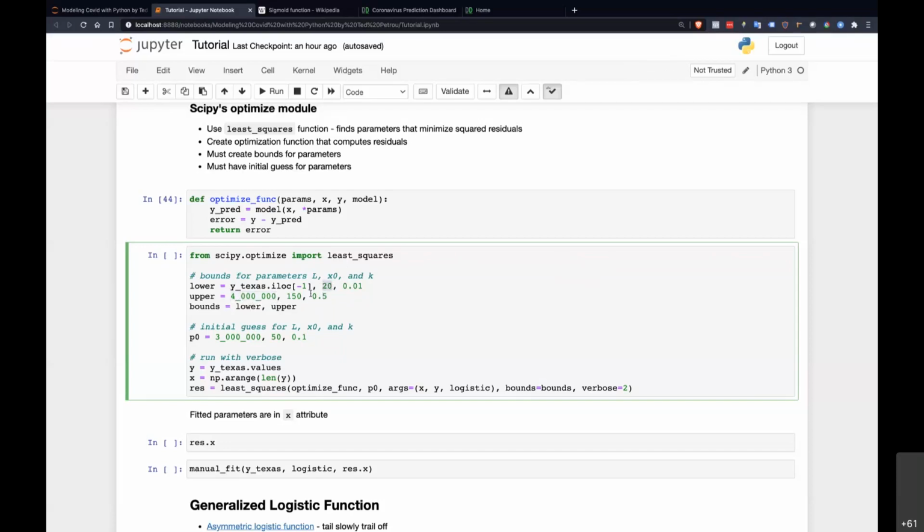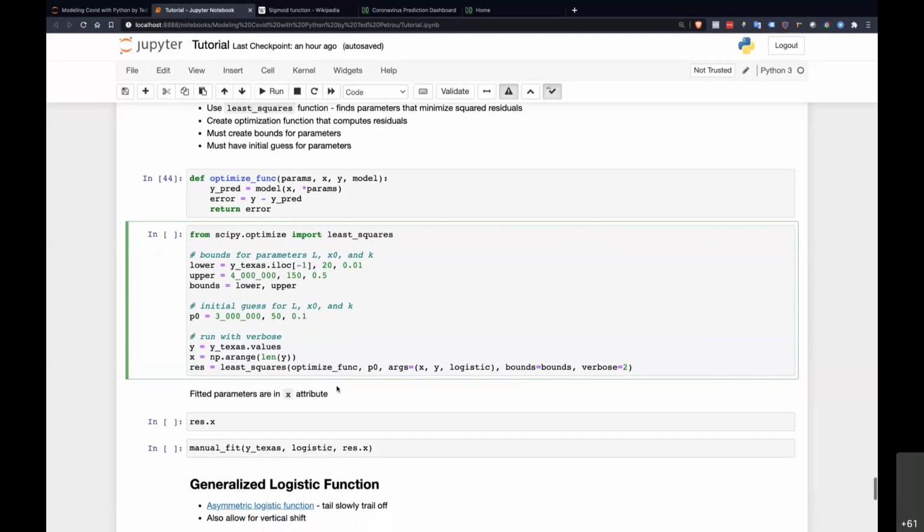For X naught, I put between 20 and 150 days for it to reach the inflection point. And then K, this is the steepness, from 0.01 to 0.5. Some of these were come up with after doing some experimentation. Now you also need an initial guess. So I'm going to say my initial guess for L, the maximum value, will be 3 million. My initial guess for X naught will be 50. And my initial guess for K will be 0.1. Okay, so I get X and Y as NumPy arrays.